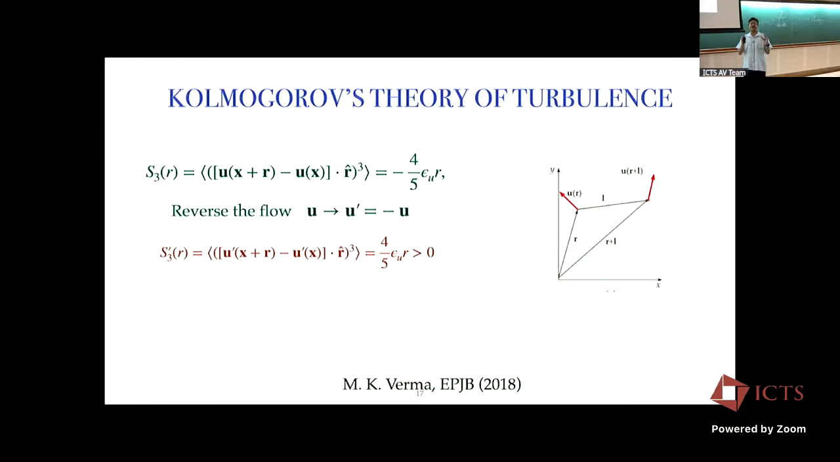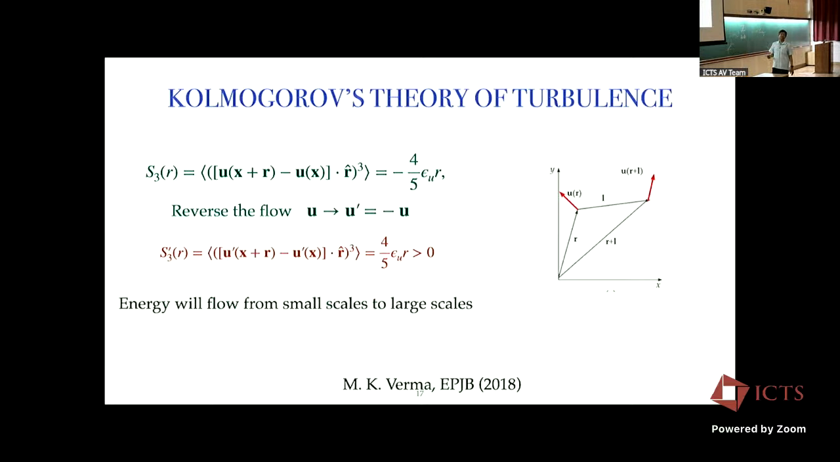For entropy computation, we require many configurations. But I can do this for a single configuration. I can compute this flux, and this flux happens to have a negative sign for 3D. That means energy will flow from small scale to large scale, which is nonsense.